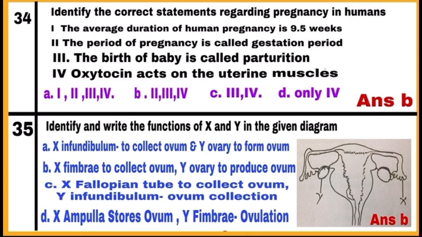Question 35. Identify and write the functions of X and Y in the given diagram. This diagram is of the human female reproductive system where X is fimbriae which collects ovum and Y is ovary which produces ovum. So here mark B as a correct answer.